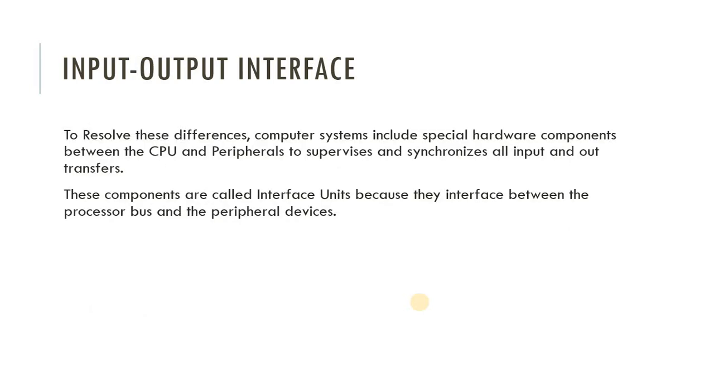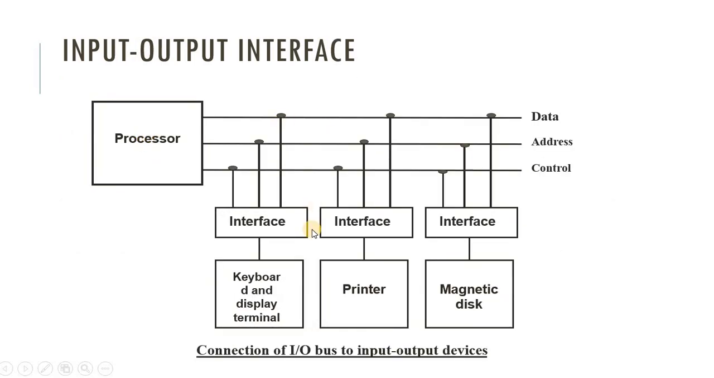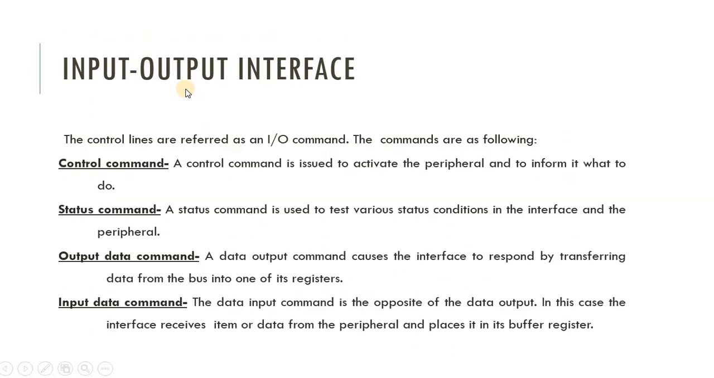To resolve these differences, computer systems include a special hardware component between the CPU and peripheral to supervise and synchronize all input and output transfers. These components are called the interface unit because they interface between the processor bus and the peripheral device. The control lines are referred to as I/O commands. The commands are as follows. The processor sends some commands to the peripheral and the peripheral sends commands to the processor.